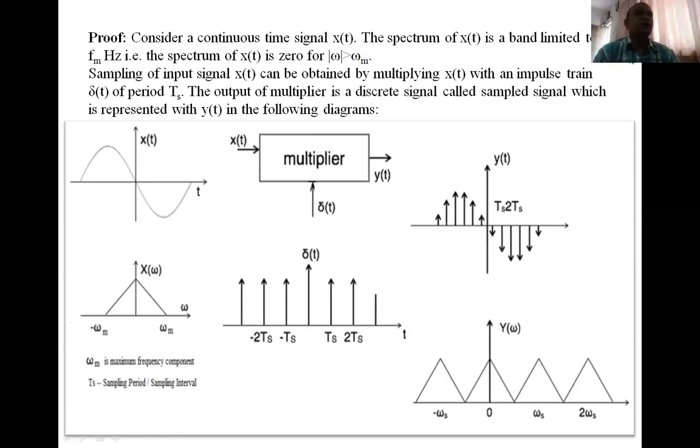Now here, to prove this, to convert the continuous time signal into the discrete time signal, we consider the continuous time signal along with an impulse train signal, that is delta t.